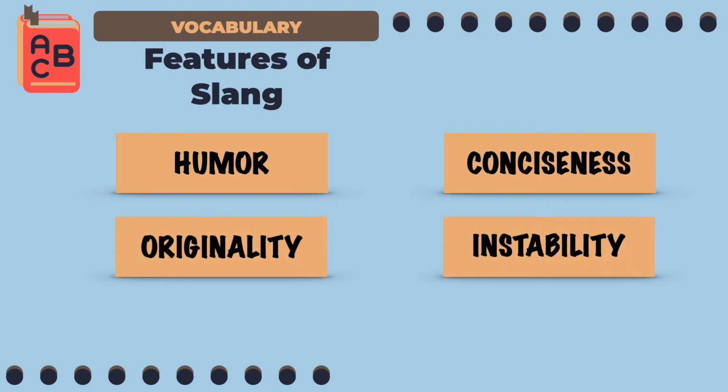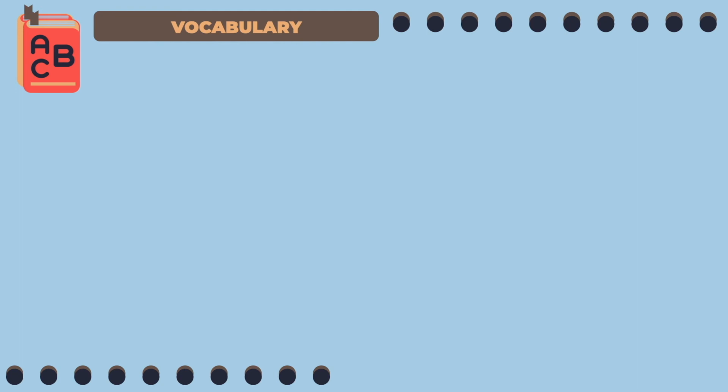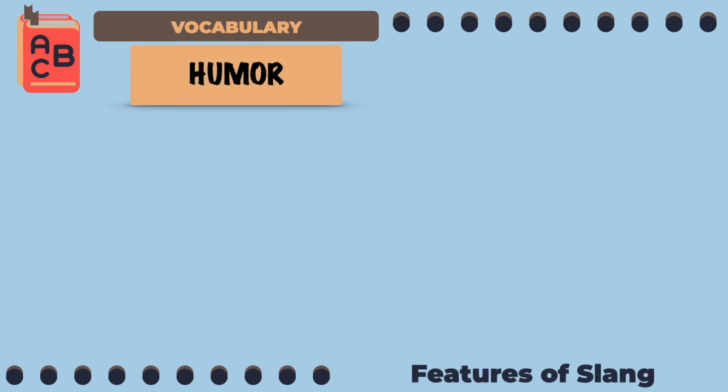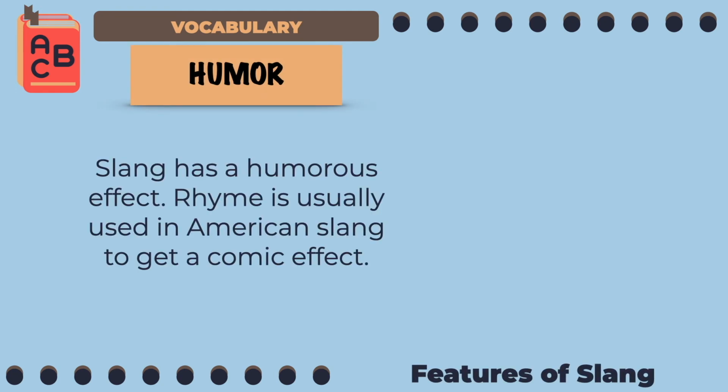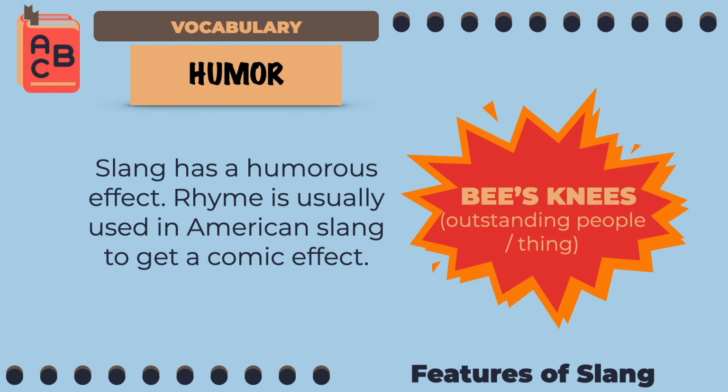Let's discuss them one by one. First feature of slang is humor. Slang has a humorous effect. Rhyme is usually used in American slang to get a comic effect. For example, the word bee's knees. This is used to describe outstanding people or things.